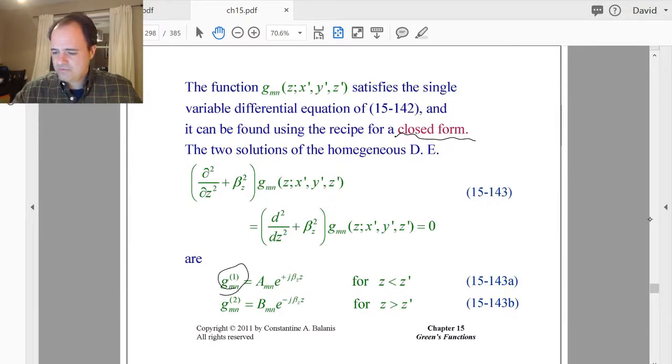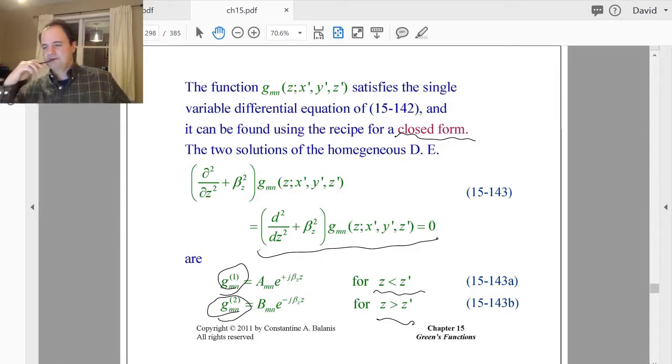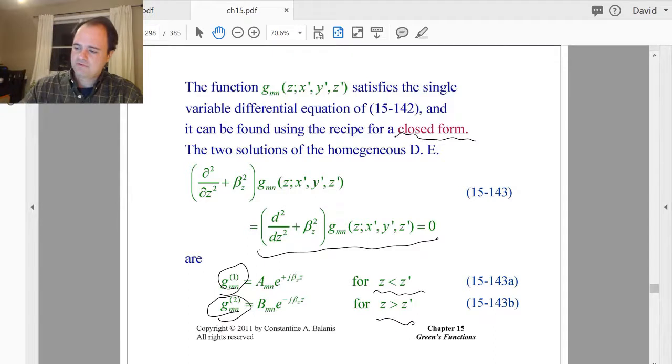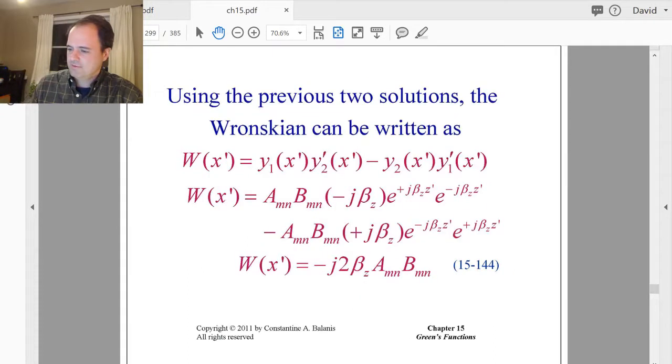So we're going to find the two solutions that satisfy the homogeneous equation for z being less than z prime and z being greater than z prime. This is extremely easy to do because we have the plus here, so we can either use sines or cosines, or e to the j, e to the minus j, and we choose the e to the j, e to the minus j solutions for this.